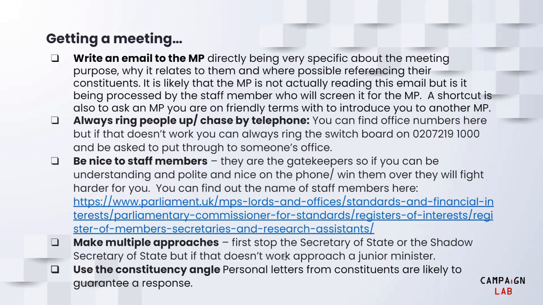And then also make multiple approaches. If the first stop doesn't work, you might not get through to the Secretary of State or Shadow Secretary of State first time around. Approach a junior minister and go that way around. But always try different routes. And I think Rahul said that, don't give up. And then also using the constituency angle is really important. Personal letters from constituents will always get a response. Or they should do. So that's a good beginning point.